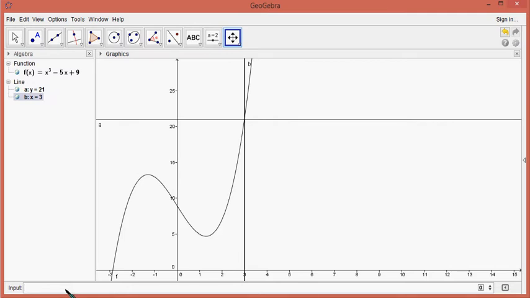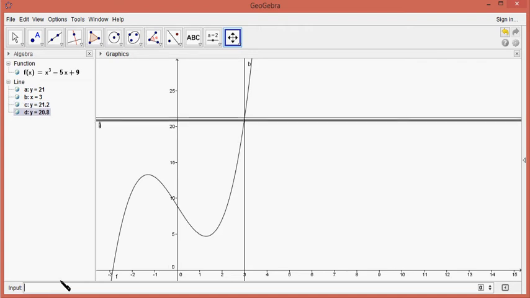Alright, so let's find epsilon. I'm going to do 21 plus 0.2. So let's say epsilon is 0.2. So here's y equals that. And then 21 minus 0.2, so that's the lower bound, y there.